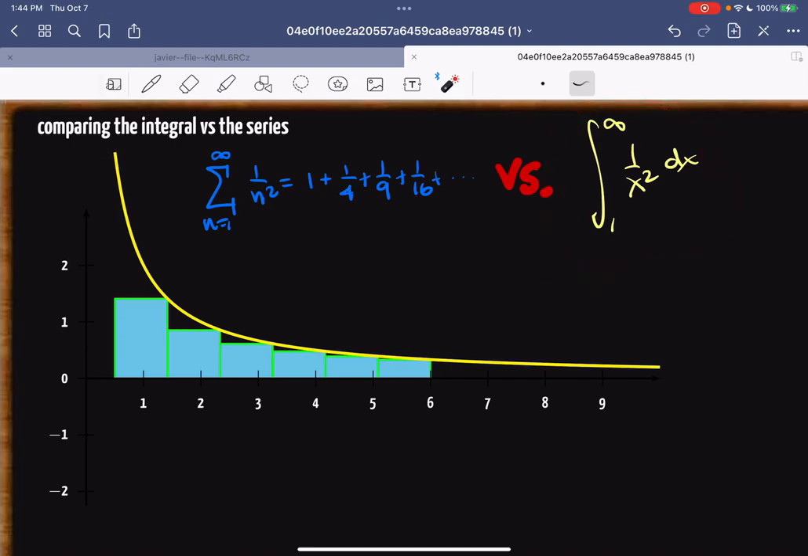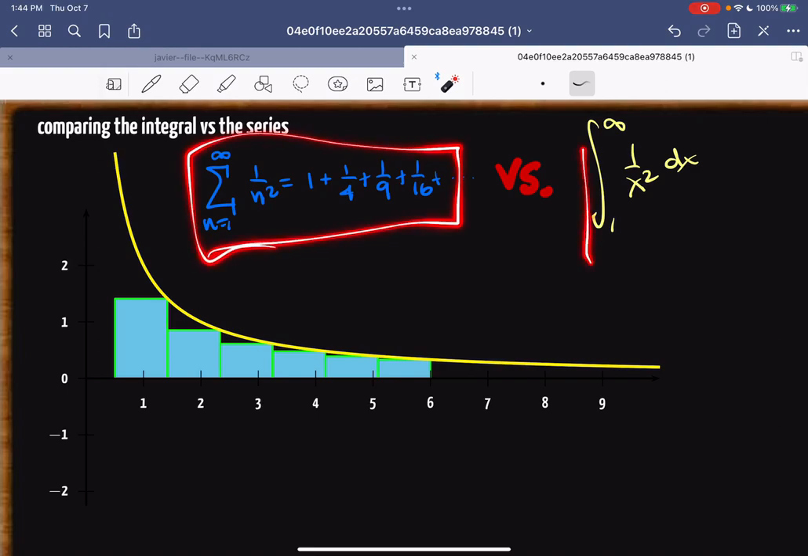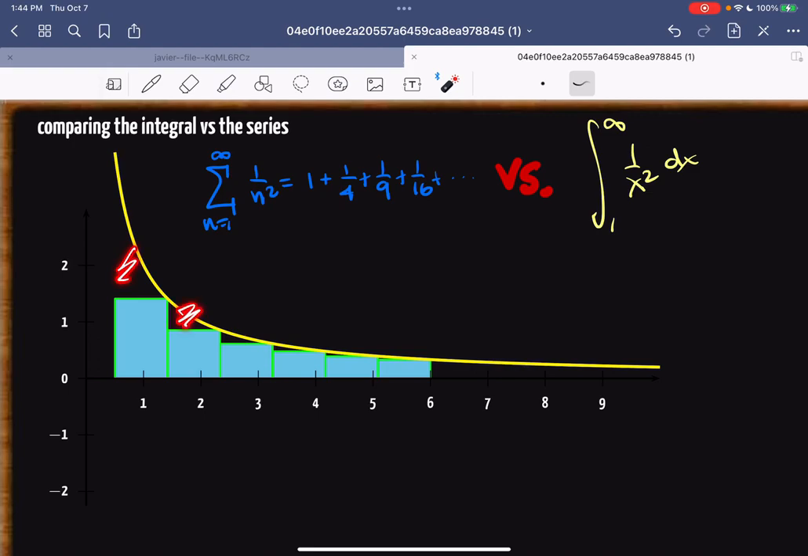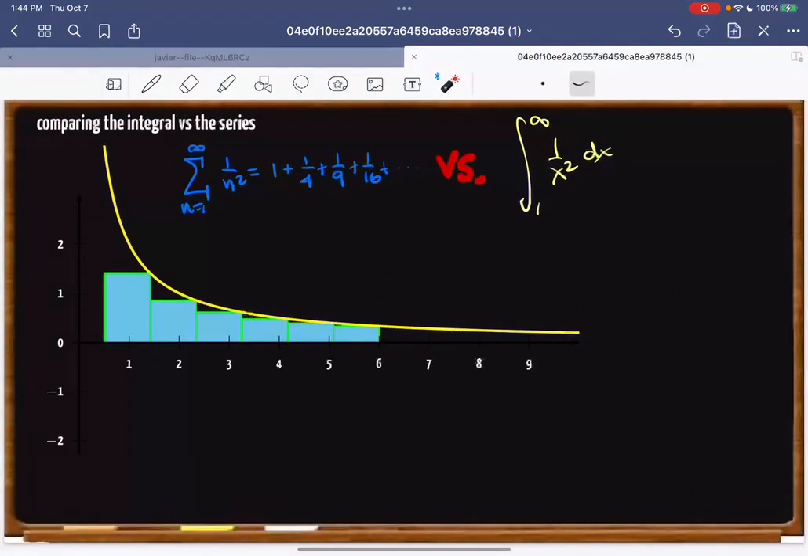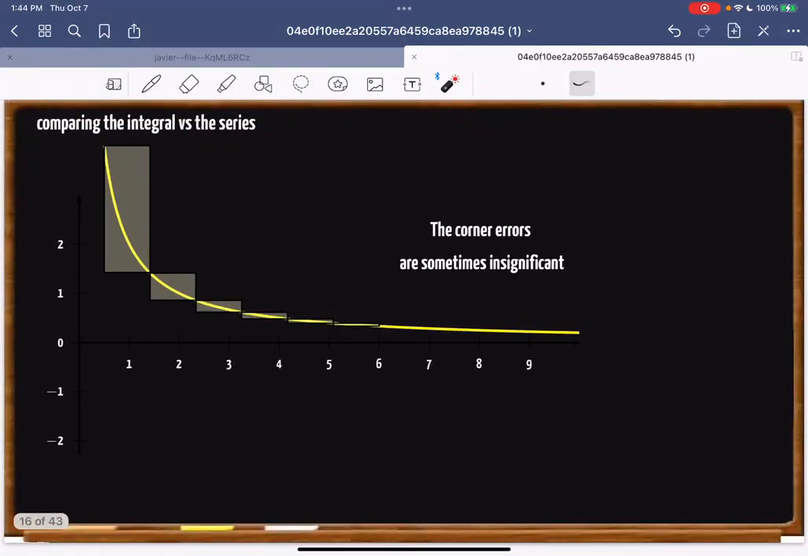The only difference between our discrete sums and our continuous integrals, picture-wise, is these corners. That is the only difference between the discrete version and the continuous version of the same function. And so the moral of the story is that sometimes these corners matter and sometimes they don't. By matter, I mean if you were to add up all these little corner areas, whether they amount to something finite or something infinite.